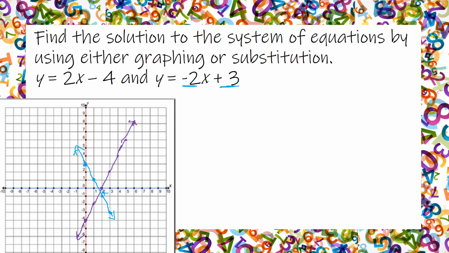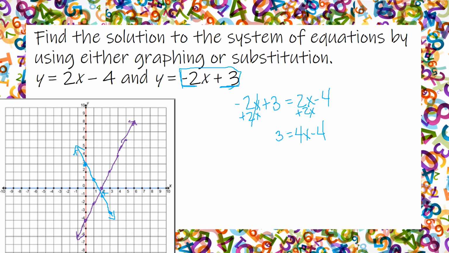So I'm going to do substitution again to find my accurate point. So I see this part, y equals that, so I'm going to plug it into my first equation. -2x plus 3 equals 2x minus 4. So I'm going to solve. I'm going to add 2x to both sides because I want to get rid of it on the left-hand side. So I'm left with 3.